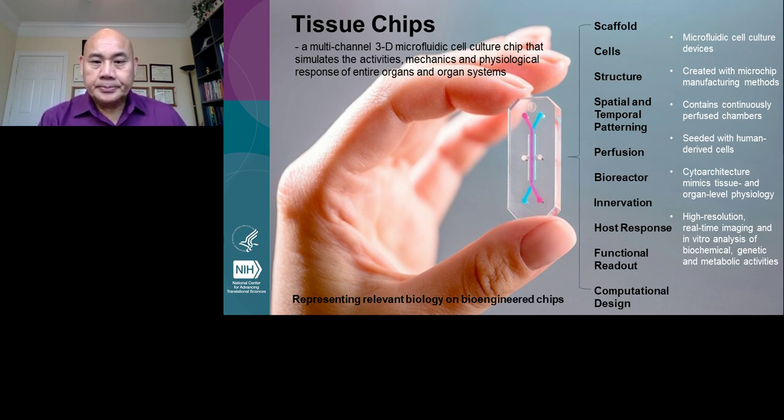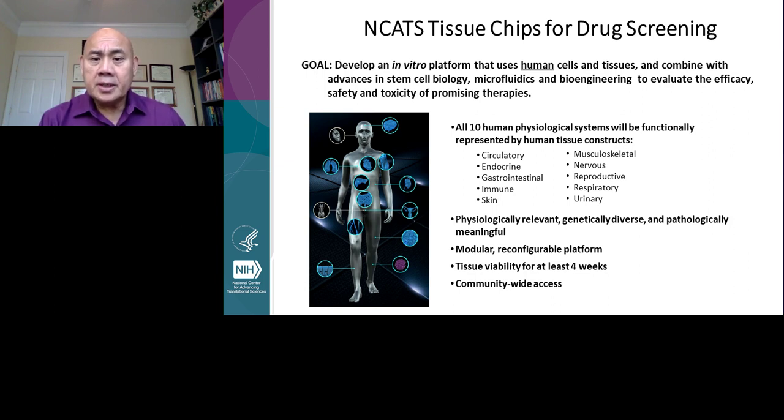these devices. So the NCATS tissue chip for drug screening program, just to reiterate, essentially has a central goal of creating these in vitro platforms that use human cells and tissues. And its central goal is to represent at least 10 major organ systems: the circulatory, the endocrine system, the GI, the immune system, skin, musculoskeletal system, the nervous system, reproductive, respiratory, and urinary system, with the goal of making it physiologically relevant, genetically diverse, and of course pathologically meaningful.